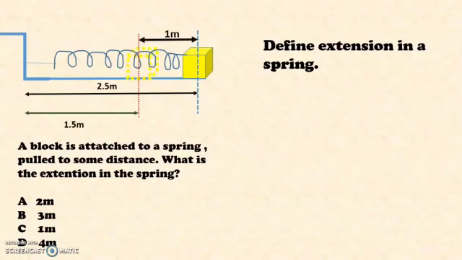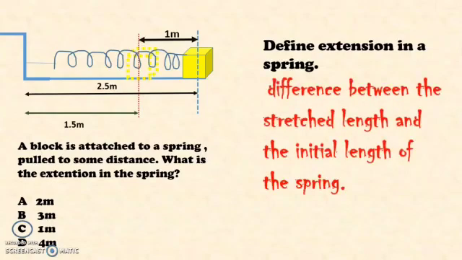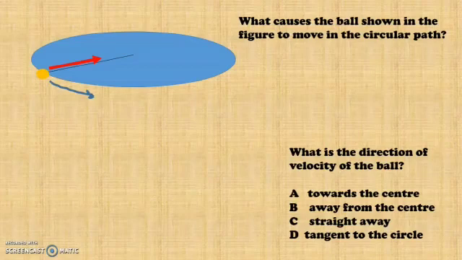The distance of extension is 1 meter, so the extension is 1 meter. Define extension in the spring. The difference between the stretched length and the initial length of the spring is called the extension in the spring.